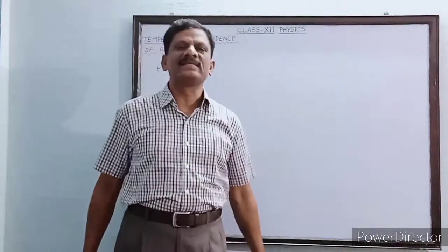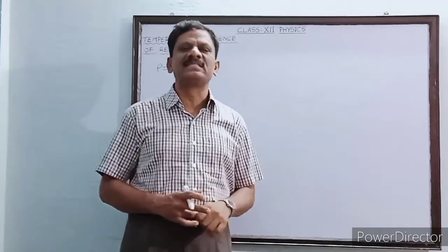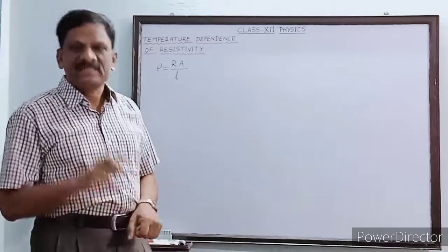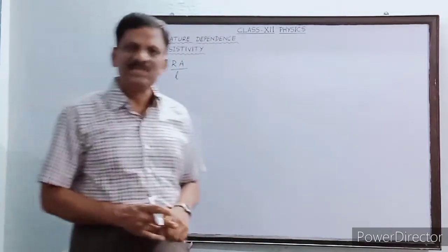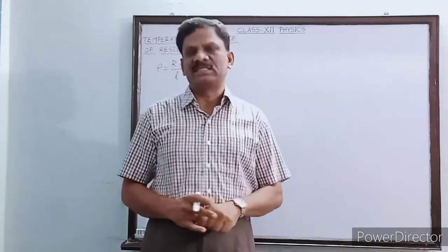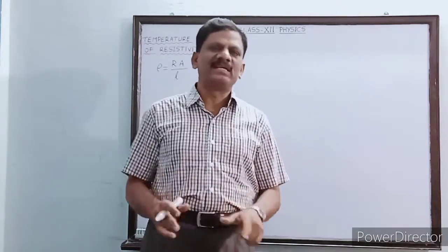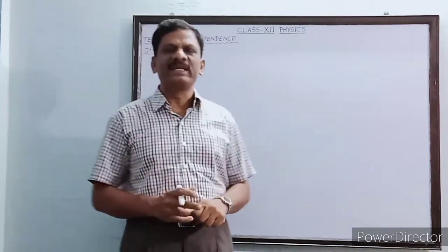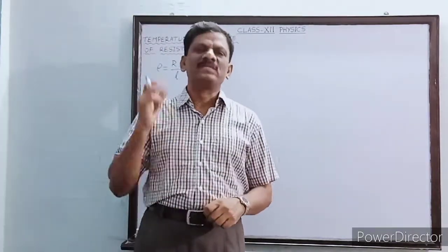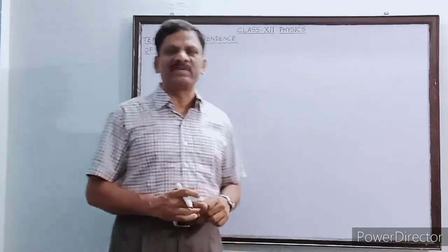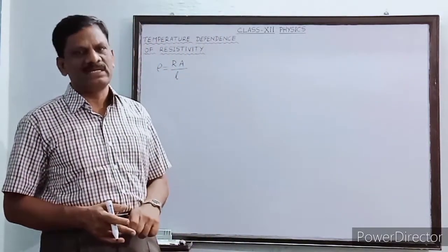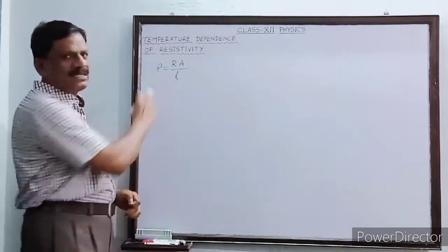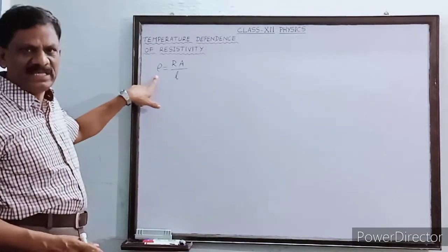In the earlier classes, we have defined what is specific resistance of a material. It is otherwise called the resistivity of the material of a conductor. It is defined as the resistance offered by the material to the flow of electric charges, whose length is equal to 1 meter and area of cross section is equal to 1 meter square. Can you recall the expression for the resistivity of the material?